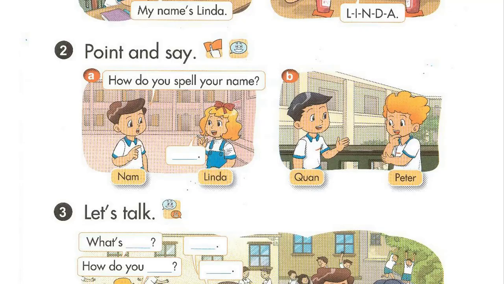Page 14. Lesson 2. Activity 2. Point and say. How do you spell your name? L, I, N, D, A.